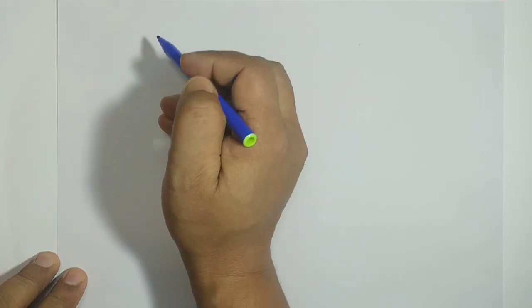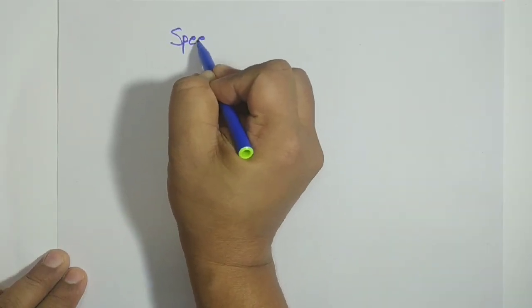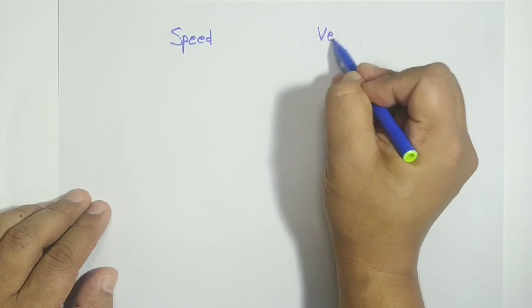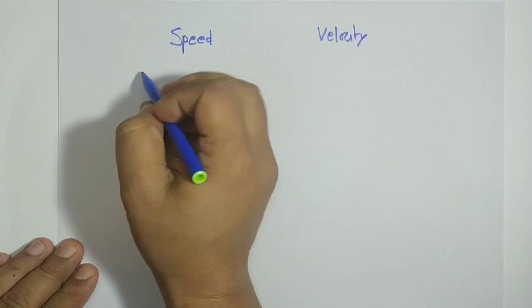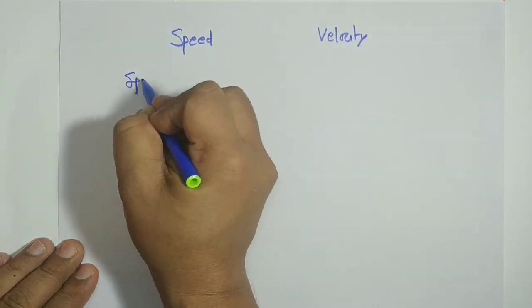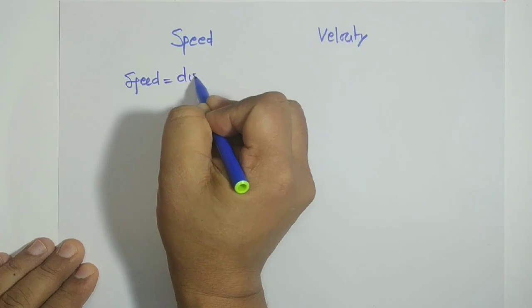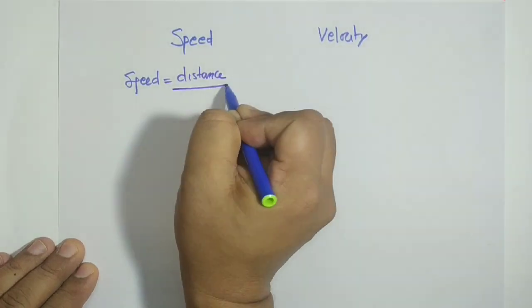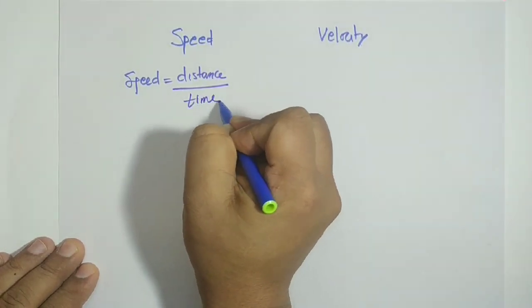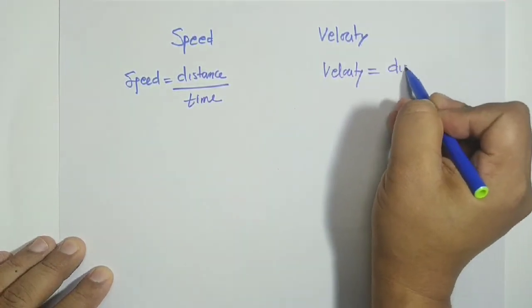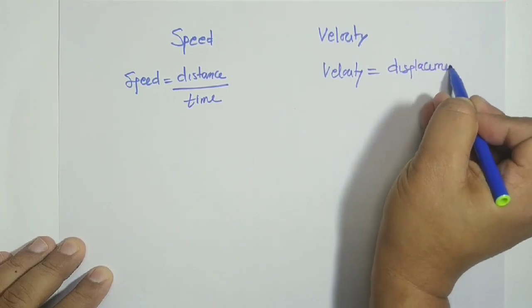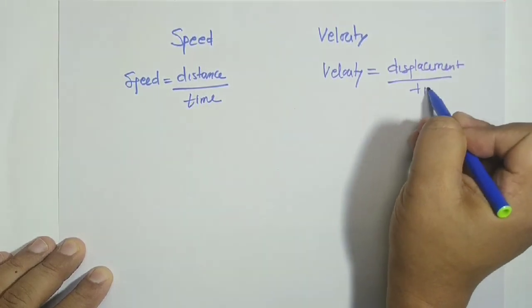Then come two very important things, speed and velocity. Now we talk about speed and velocity, like we have talked about distance and displacement. Speed is distance upon time. We say distance covered per unit time is speed, whereas velocity is displacement upon time, the rate of change of displacement.